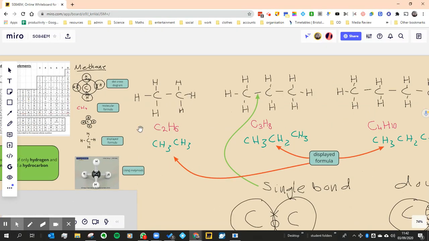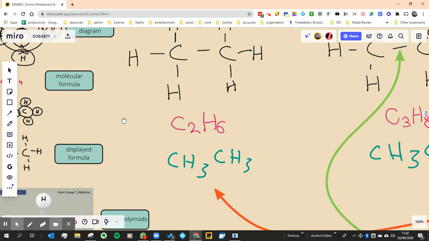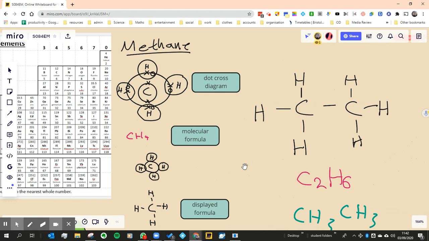Right. So what did we look at? Well, we started off, I did the intro video earlier on, and what we then looked at was a dot cross diagram. So we've come across these before. This is a dot cross diagram of something called methane, and I was just introducing and showing that carbon has 4 bonds.